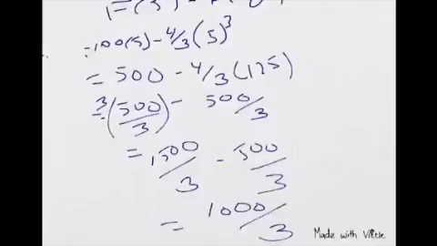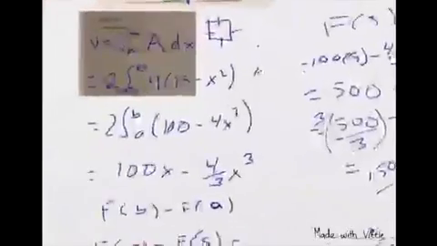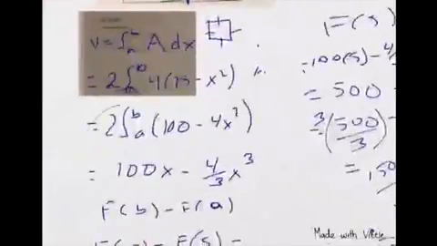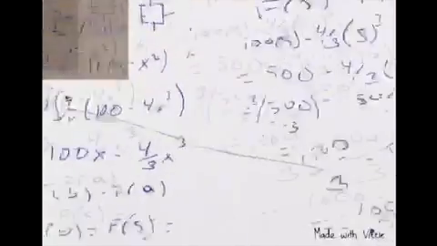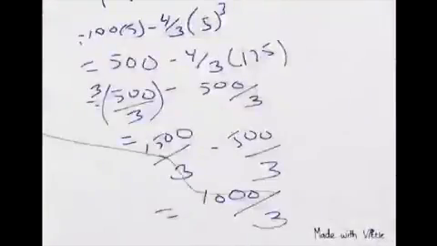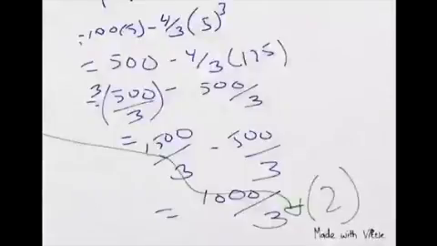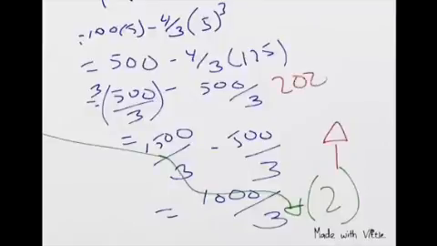And now we bring this 2 all the way across over here and multiply it. This makes our answer 2000 divided by 3 units cubed.